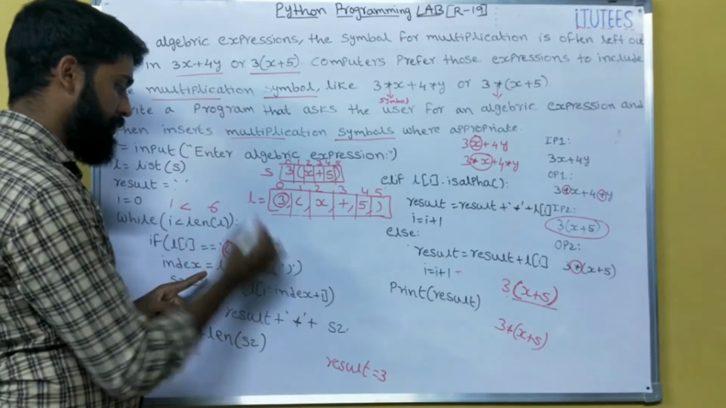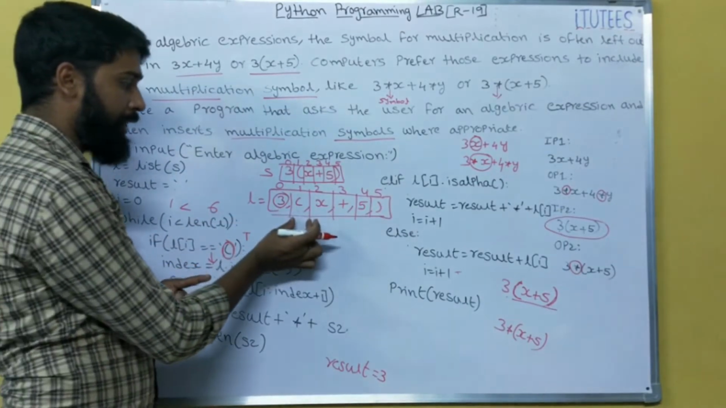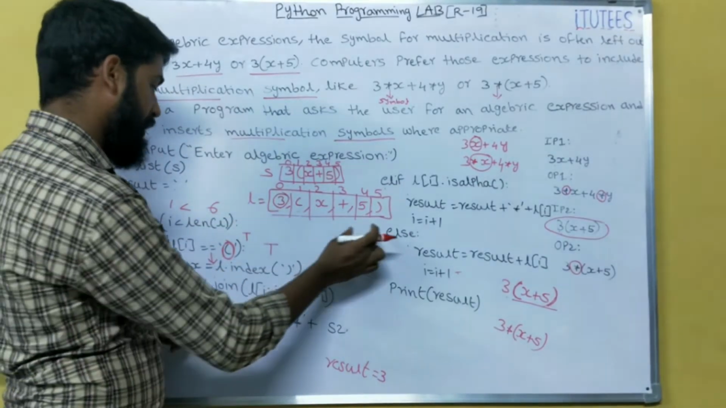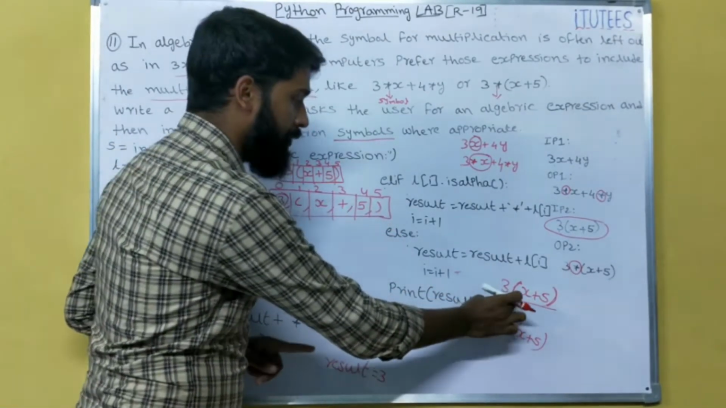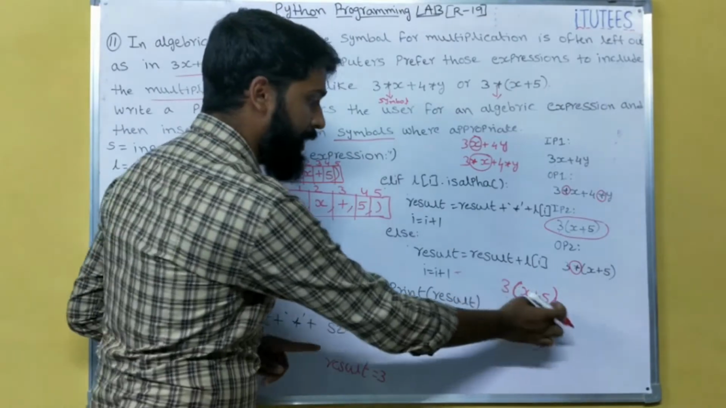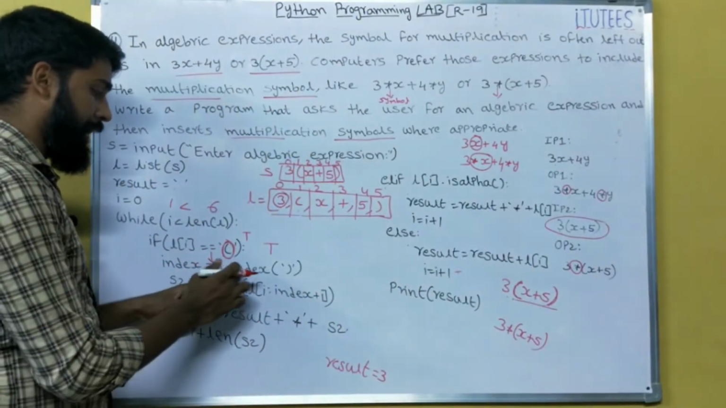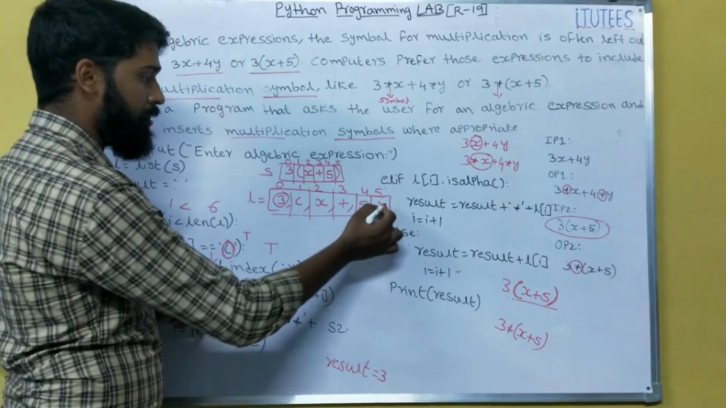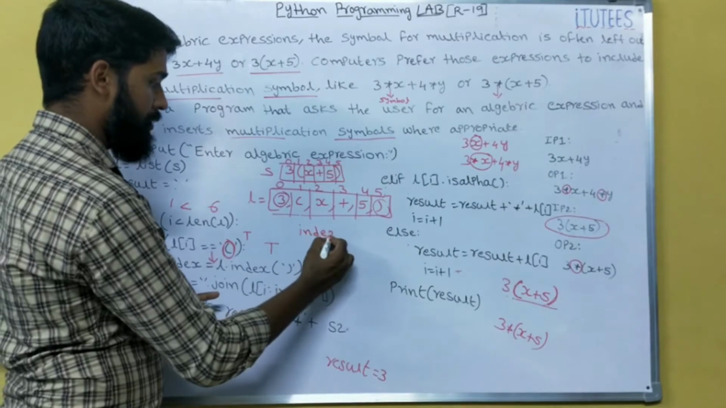It is true. So enter into this block. So first I identify the index of closing bracket. So what we are doing here, if it is an open bracket, then we can identify the closing bracket. Now similarly, index equals to L dot index of closing bracket. What is the closing bracket index? 5. That means index equals to 5.